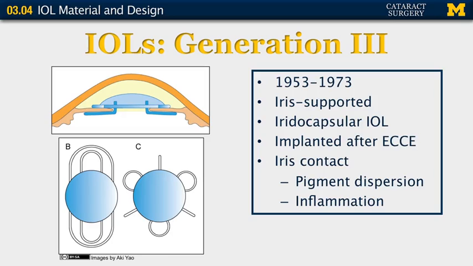The third generation lenses are now anywhere from the early 1950s into the early 1970s, and this is yet another completely different design in which the iris was used to support the lens. The diagrams below show some of the designs of iris clip lenses, and this top image shows how that lens was held in place around the iris. These lenses had constant iris contact and ultimately led to pigment dispersion as well as chronic inflammation.